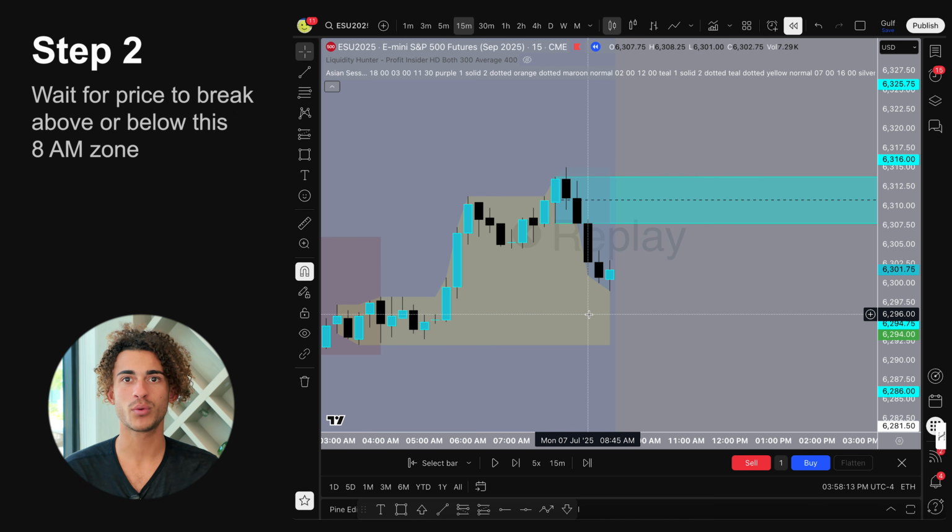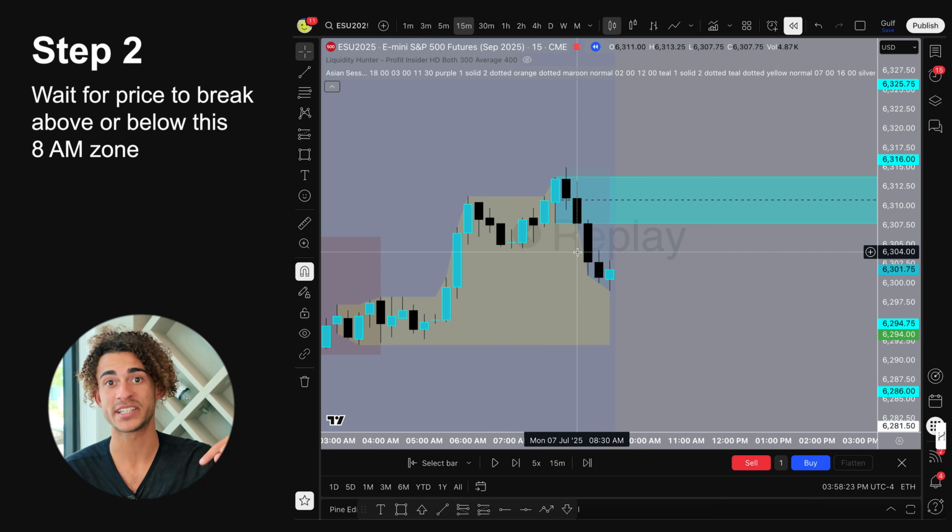Step 2, we patiently wait for price to either break above or below this 8 a.m. zone. And as you can see right here, price broke below the zone, right after we created that 8 a.m. candle, meaning we've already had the break to the downside.